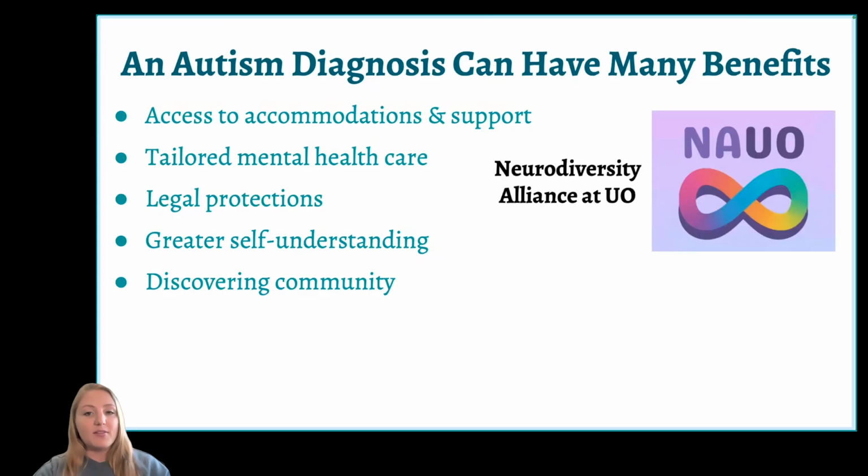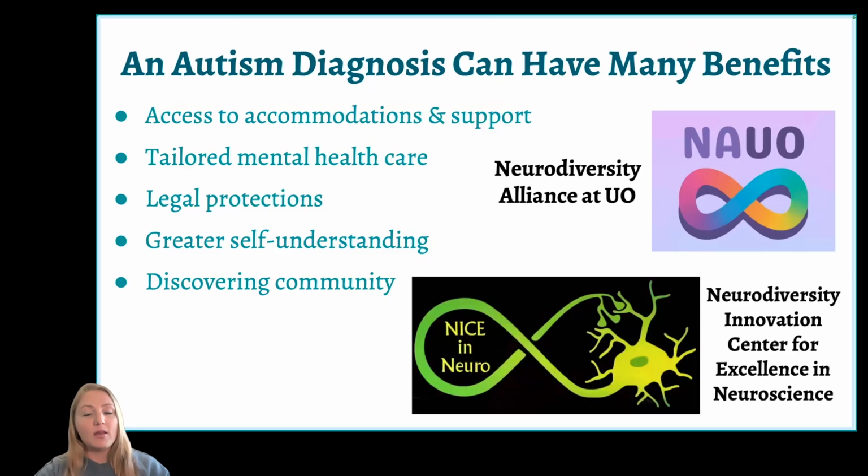One excellent example of this is the Neurodiversity Alliance at the University of Oregon, which is a student group that demonstrates how recognition and diagnoses can connect people to supportive communities where they can really grow and thrive. Another example is an organization that I'm one of the founding members of, which is the Neurodiversity Innovation Center for Excellence in Neuroscience, or NICE in Neuro, which strives to foster a welcoming and supportive environment for autistic and neurodivergent students, faculty, and researchers within the field of neuroscience.